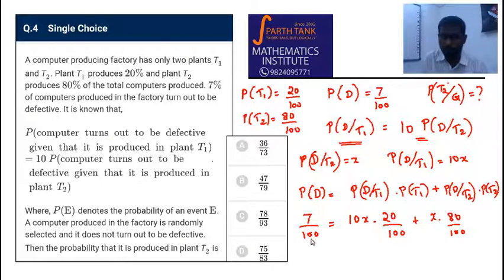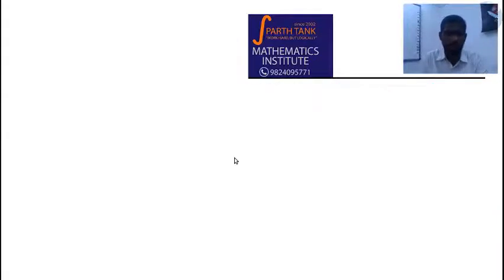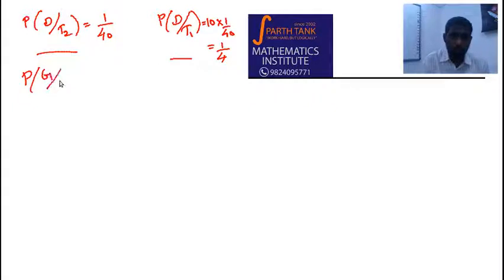Okay. So if I were to calculate all these, cancel the 100 quickly. So that would give me 7 is equal to 280x, or x is equal to 7 by 280, 1 by 40. Okay, 1 by 40 is this probability. So this probability is 10 times 1 by 40. Let me write it down. P of defective given T2 is 1 by 40. And therefore P of defective given it is produced in T1 is 10 times 1 by 40, which is 1 by 4.